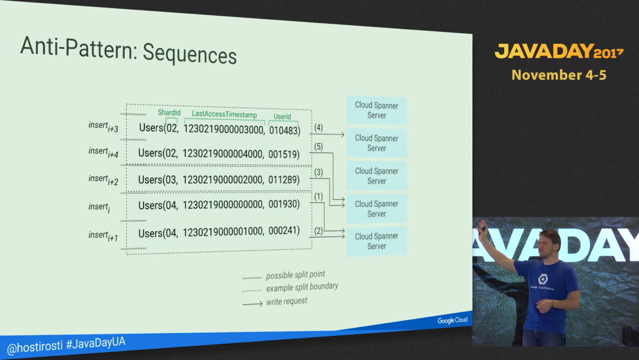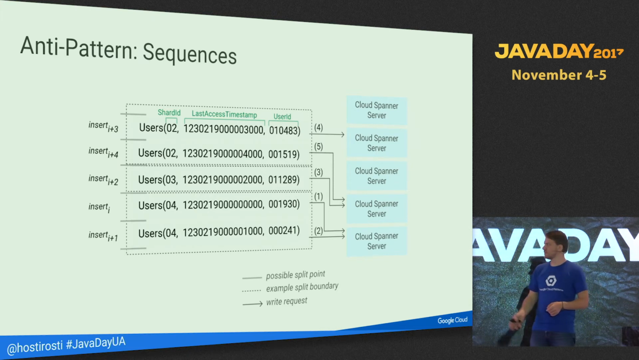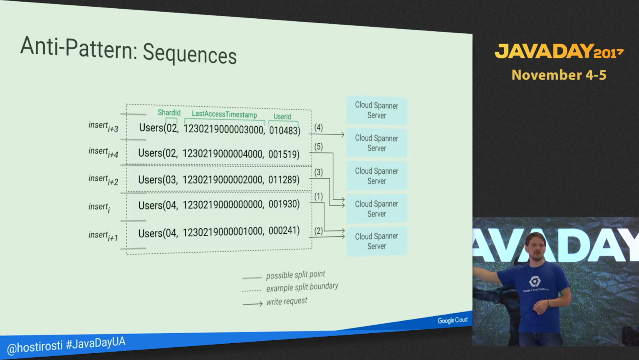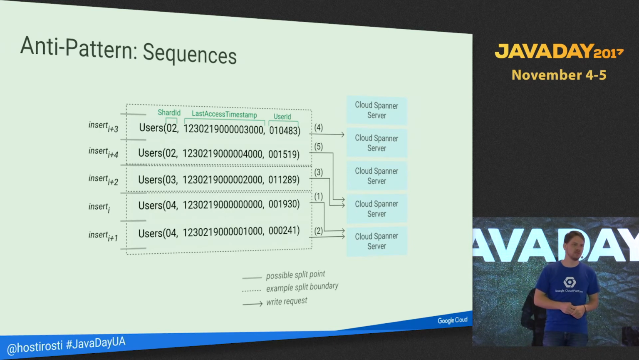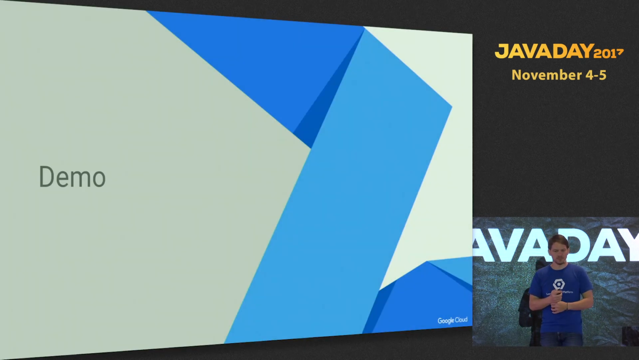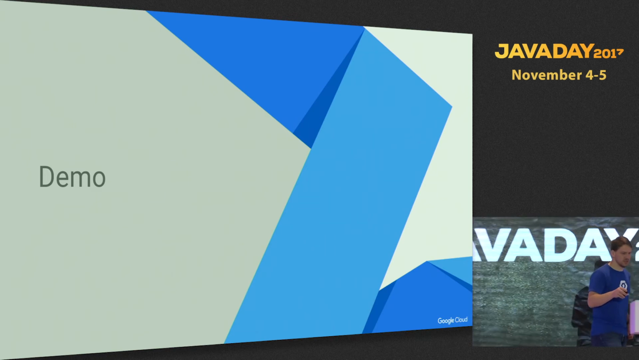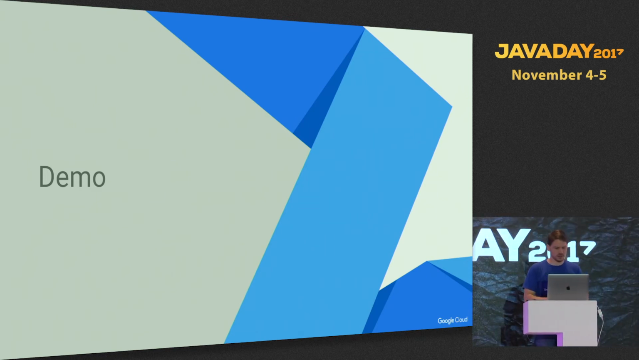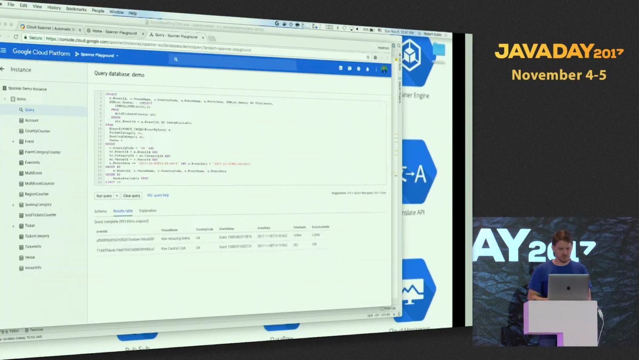You basically prefix your primary key with a sharding key, and by that, you enable that the traffic gets distributed across multiple splits, and by that enabling horizontal scalability. All right, switching gears and show a little bit like how you can get started with Cloud Spanner.